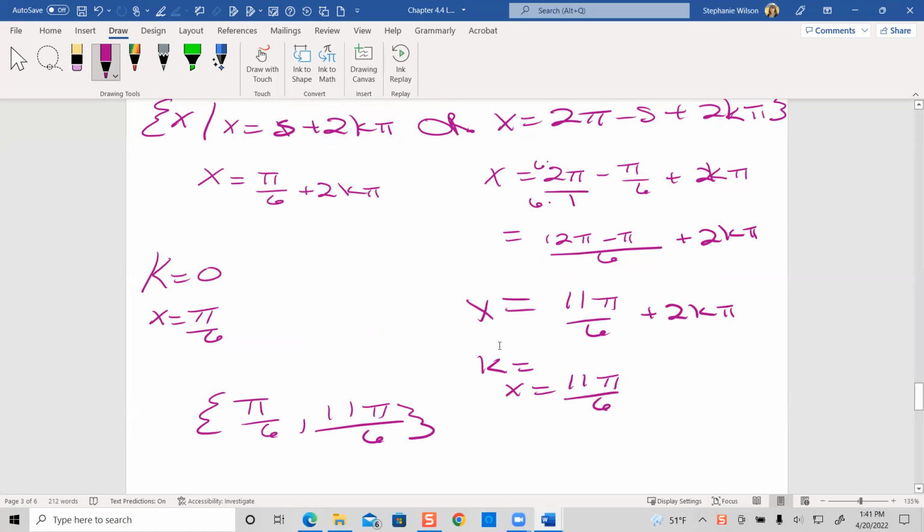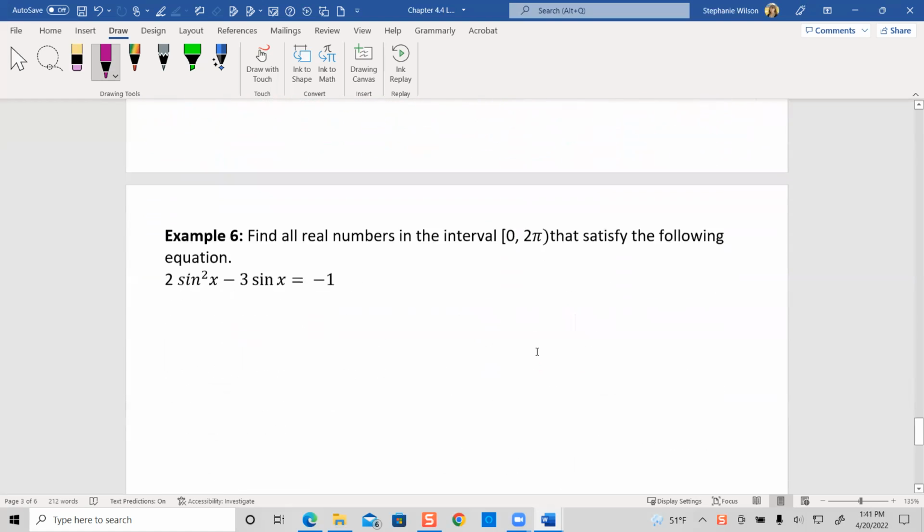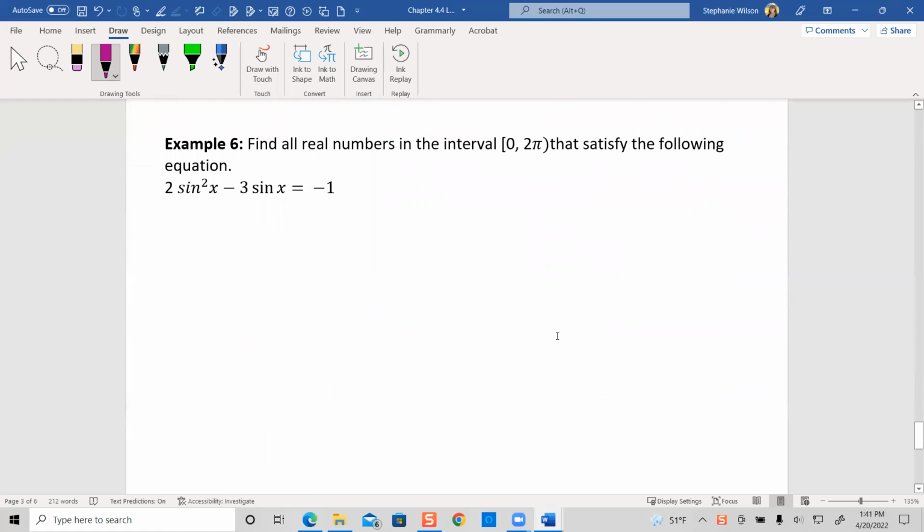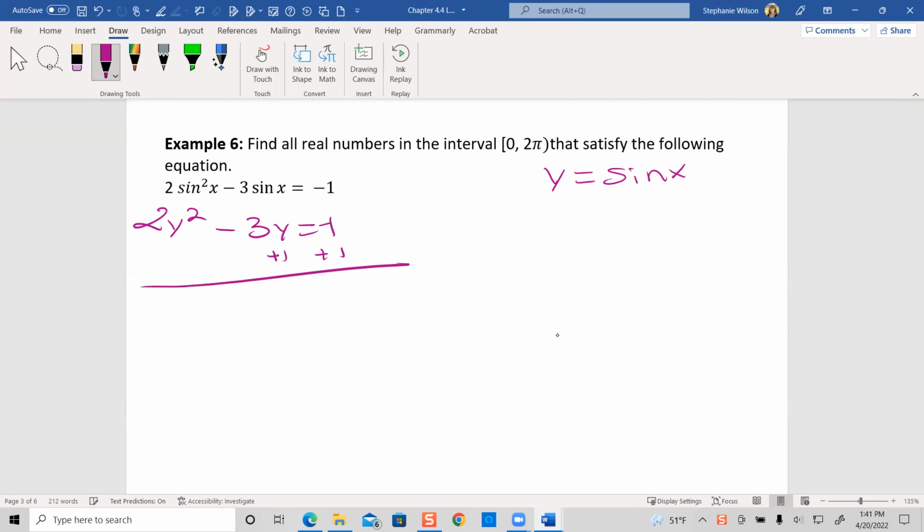All right, so let's move on to our next example. Find all real numbers in the interval of 0 to 2 pi that satisfy the following equation. So what I have here, I have a quadratic. Let's let y equal sine of x. And let's just rewrite it in a format that's easier to solve. All right, now that I've written it this way, let's go ahead and get 1 on the other side by adding it. Get it in a complete quadratic format.